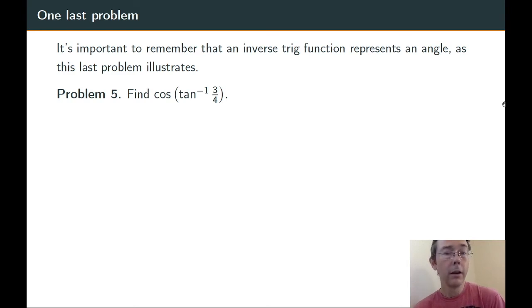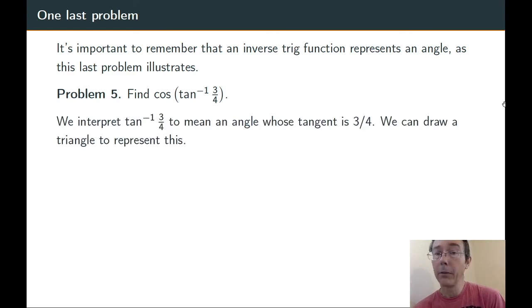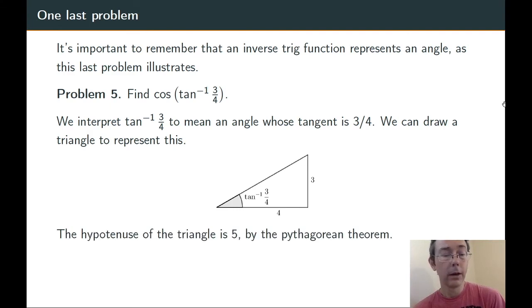It's important to remember that an inverse trig function represents an angle, as this problem illustrates. Let's find the cosine of the arctangent of 3/4. This has a very natural picture. Let's draw arctangent of 3/4. We need an opposite of 3 and an adjacent of 4, like so. I've also labeled the angle, tan inverse of 3/4. I want the cosine of that angle, adjacent over hypotenuse. So I use the Pythagorean theorem to compute the length of the hypotenuse. In this case, 5. It's a 3, 4, 5 right triangle. So the cosine is going to be 4/5. Overall, cosine of tan inverse of 3/4 is 4/5.